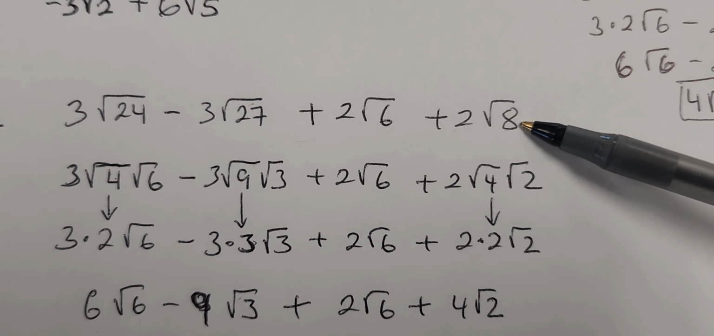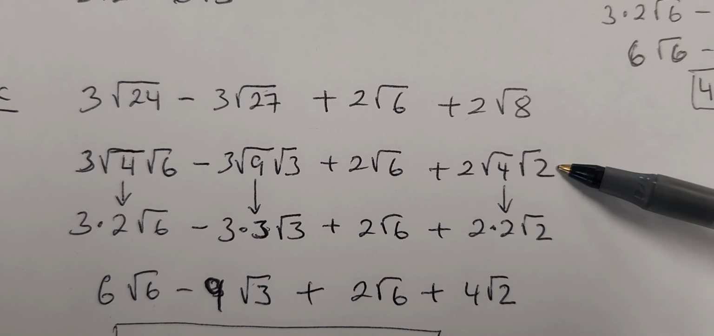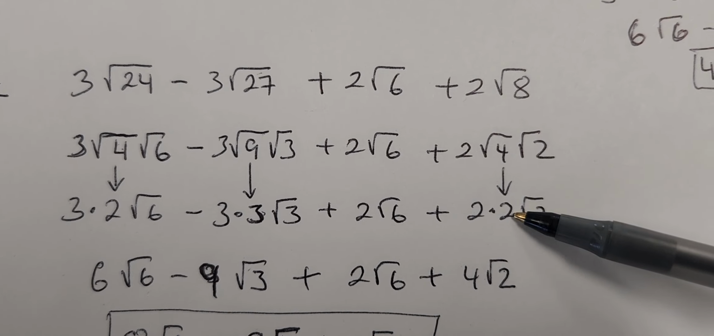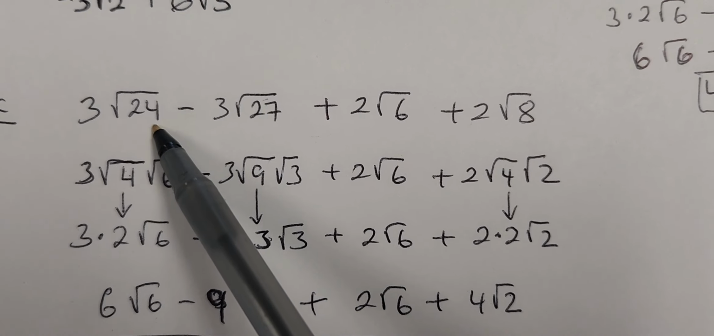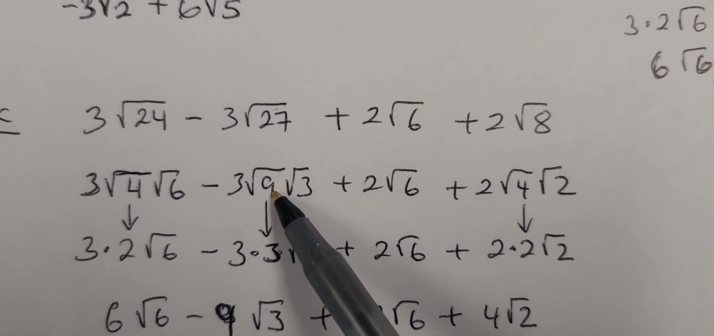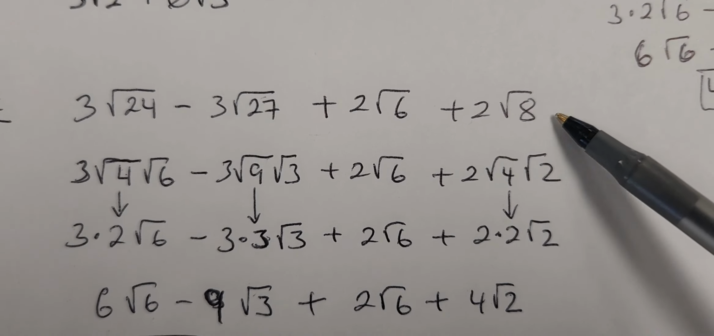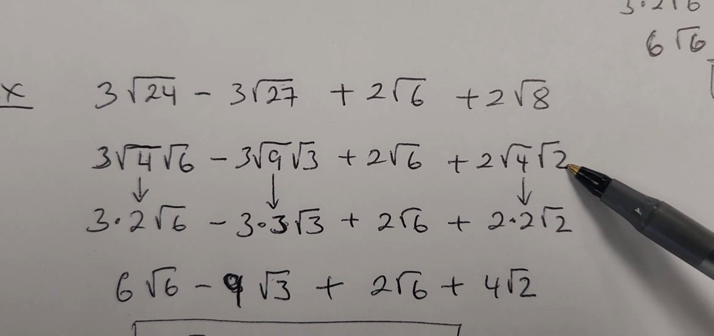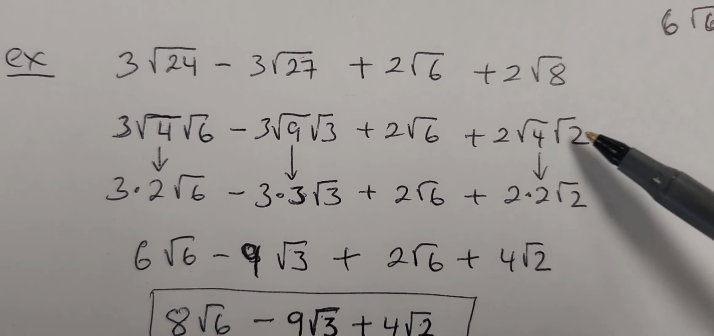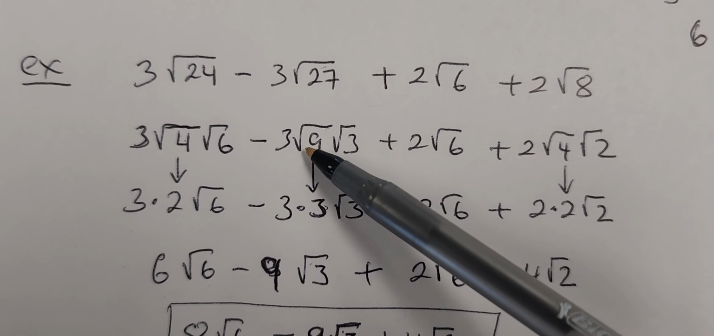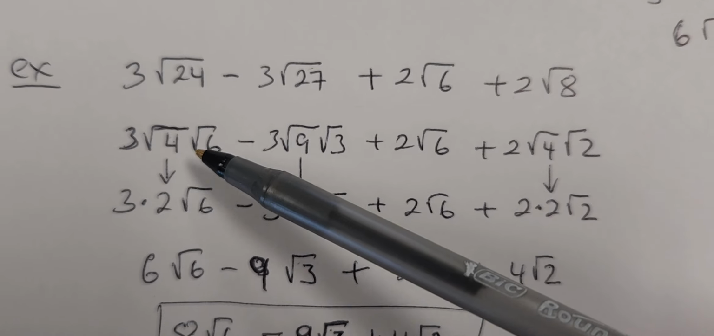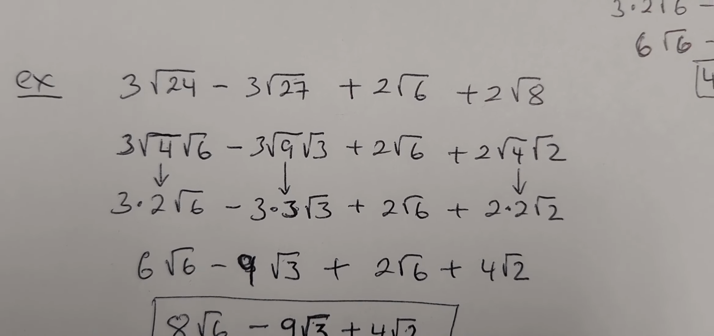This 8 right here, I'm going to change to 4 and 2 because the square root of 4 is 2. So again, 24 is changed into 4 and 6, 27 is changed into 9 and 3, and 8 is changed into 4 and 2. The reason I use these numbers is because the number can be square rooted.